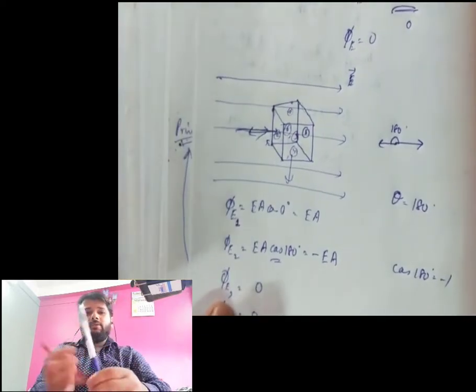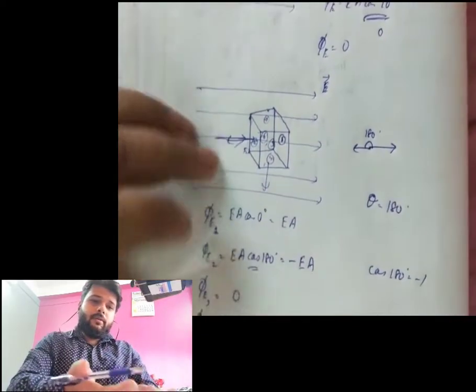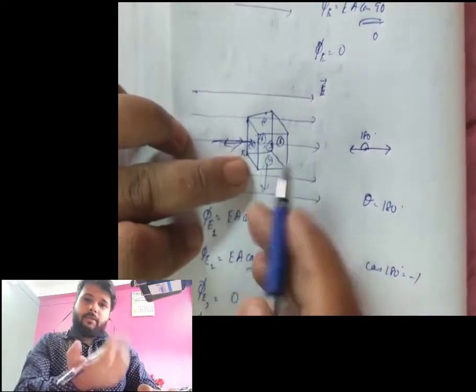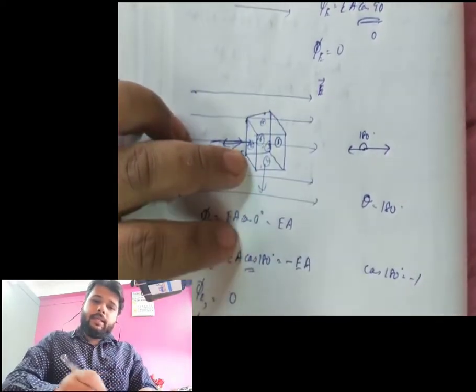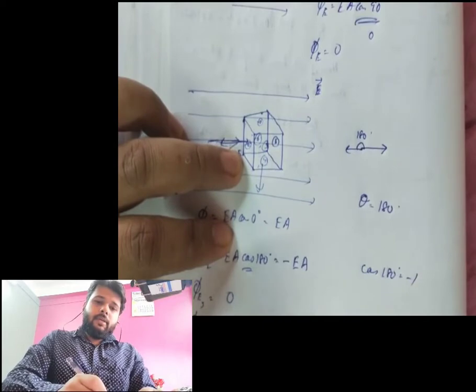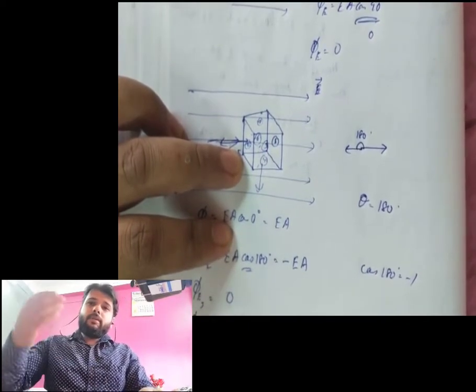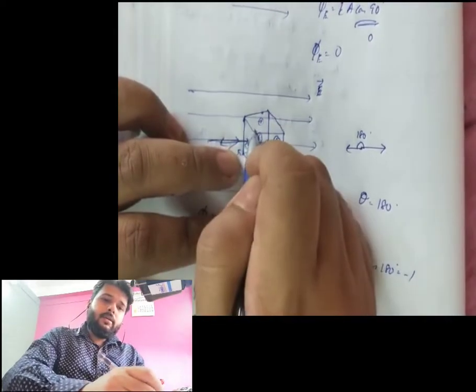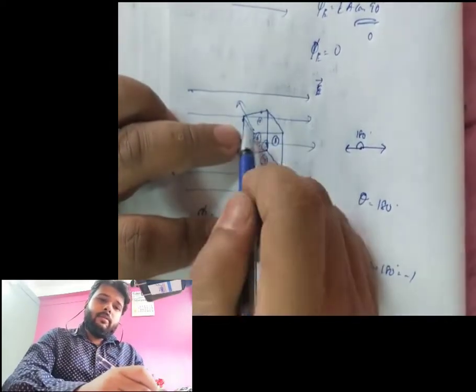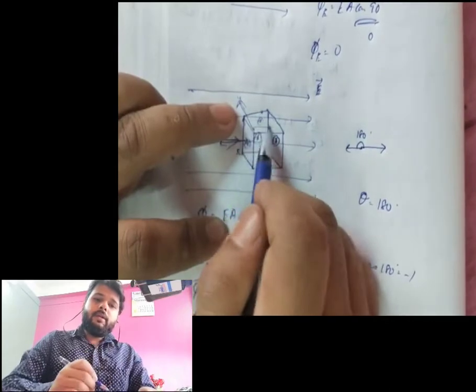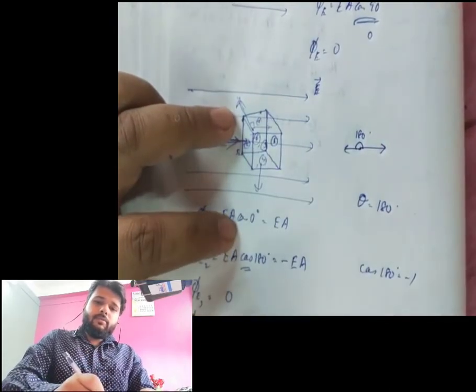So this is again 90 degrees. For this fifth surface, theta is 90, so again the electric flux will be 0. And for the sixth surface, the area vector is again perpendicular to the electric field, so for the sixth surface it is also 0.